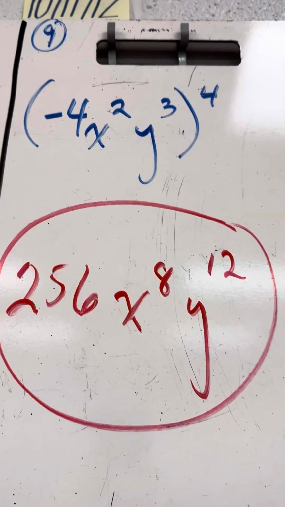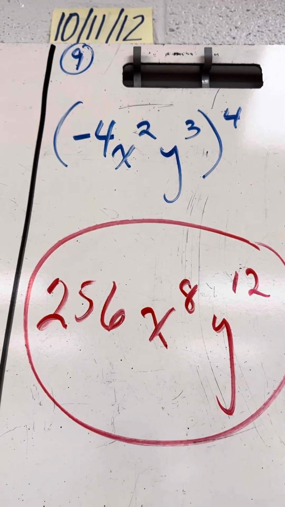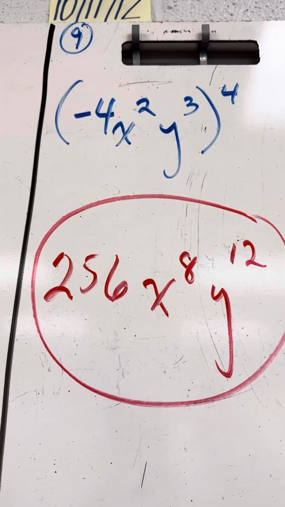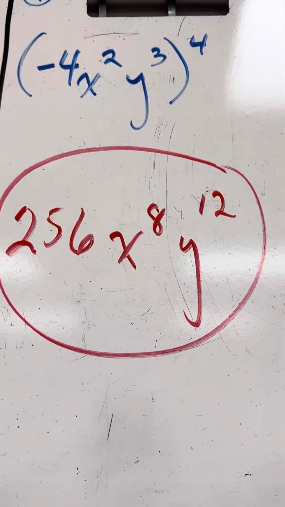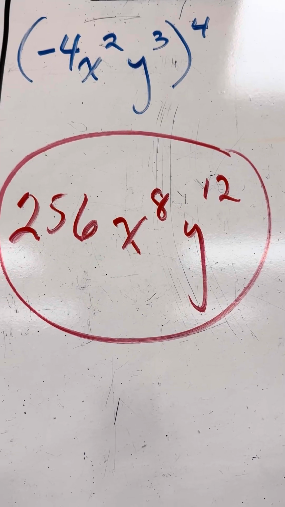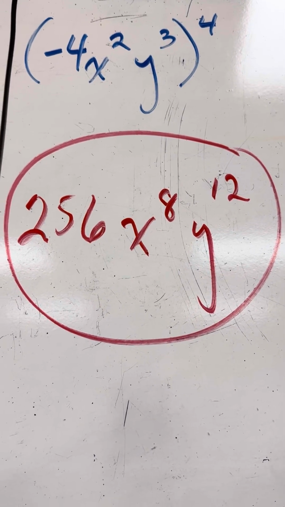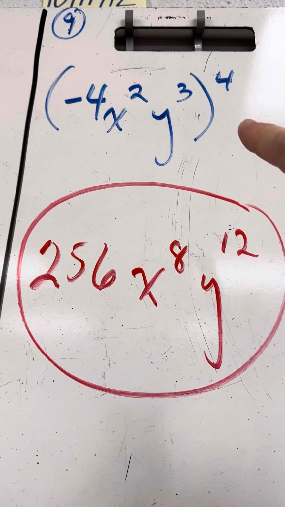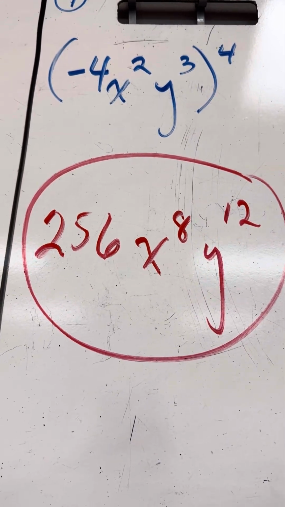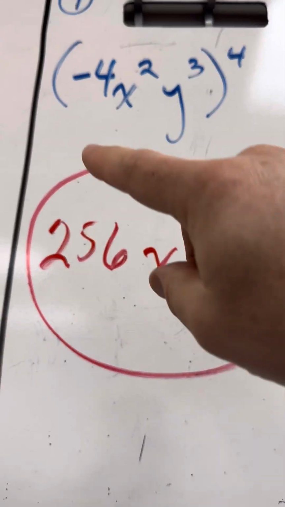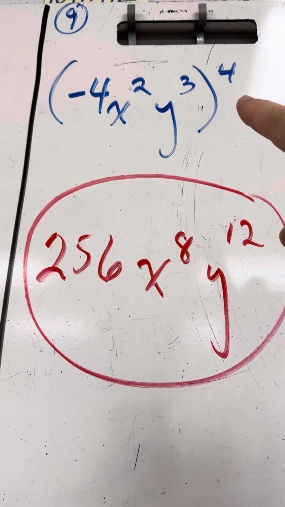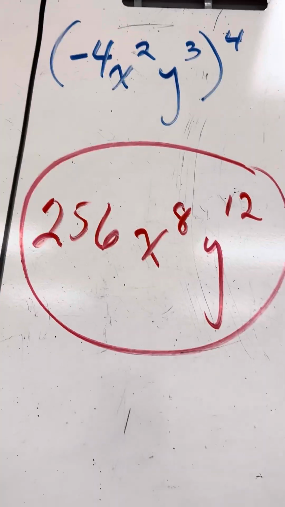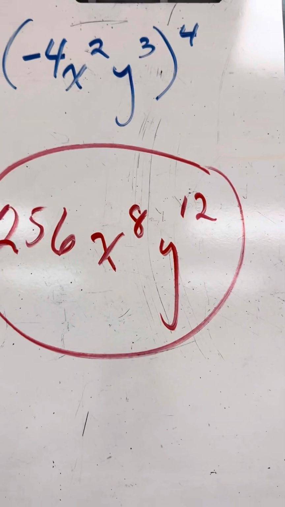Now, negative 4 to the fourth power. Here, if you just type negative 4 and hit the fourth power, you're going to get negative 256, because your calculator does order of operations. You have to put negative 4 in parentheses to the fourth power to get positive 256. If you have a negative to an even power, your answer will be positive. If you have a negative to an odd power, your answer will be negative.